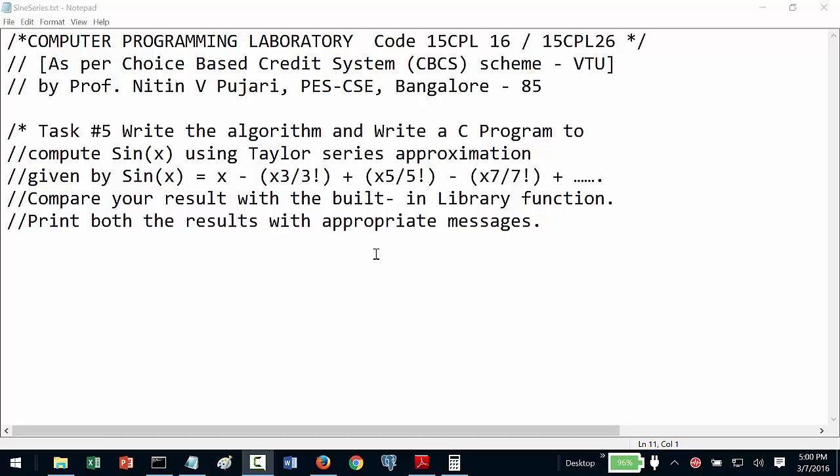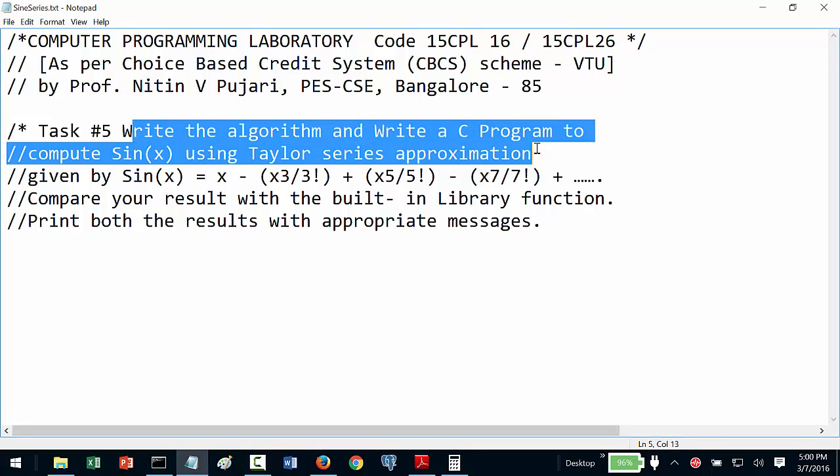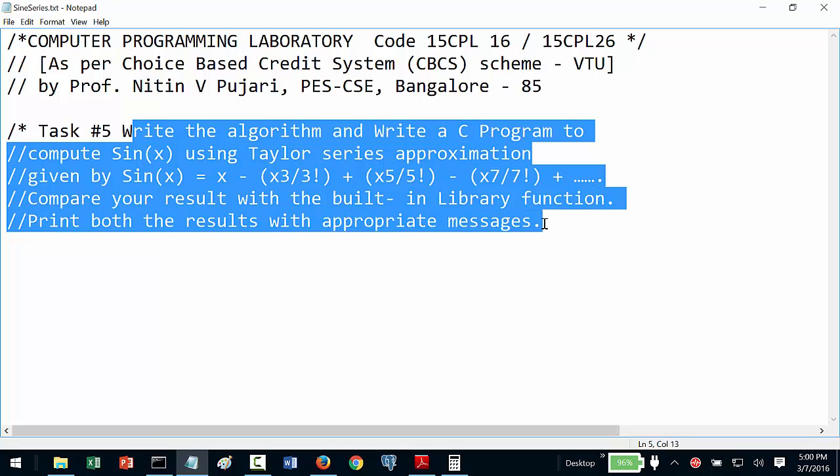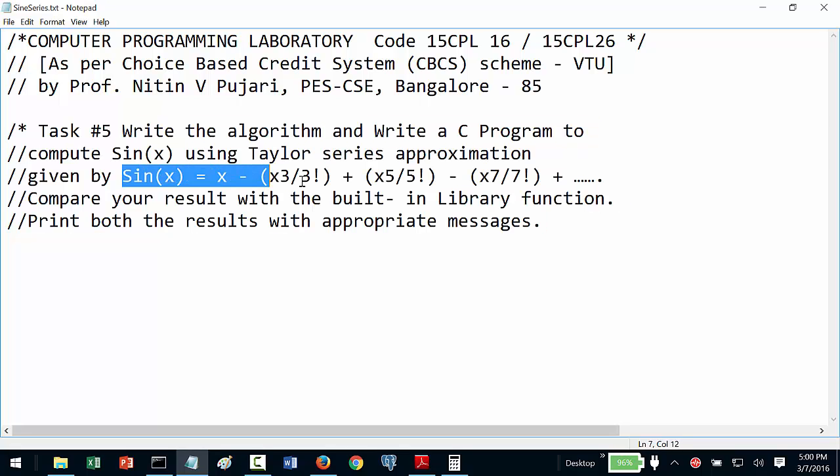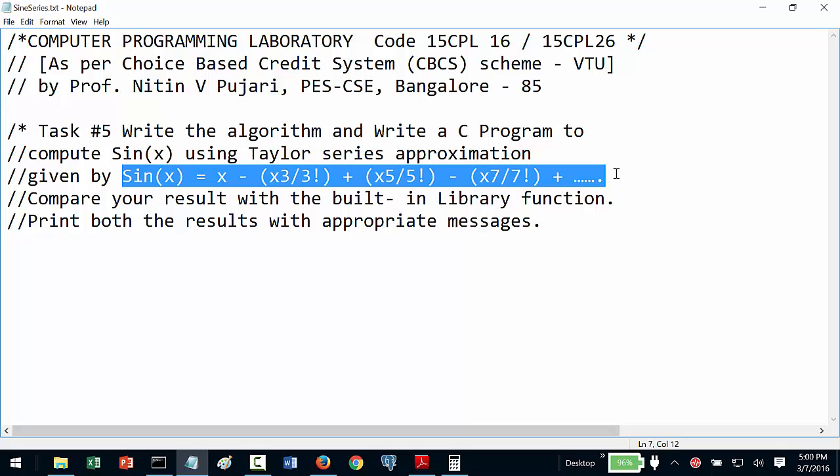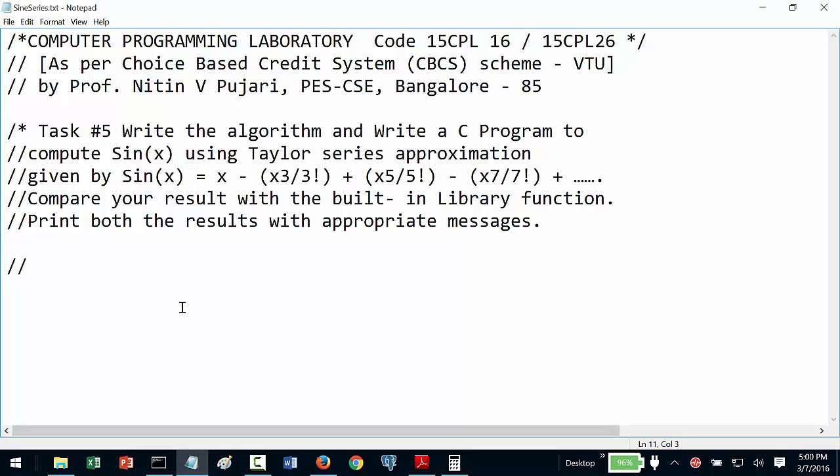Hello there. Welcome to task 5, wherein we are supposed to write a flowchart. I have converted that into an algorithm and will write a C program to compute sin of x using Taylor series, and this is our series. We have to compare the result with the built-in library functions and print both the results. So we will look at our series first. Our series is this.